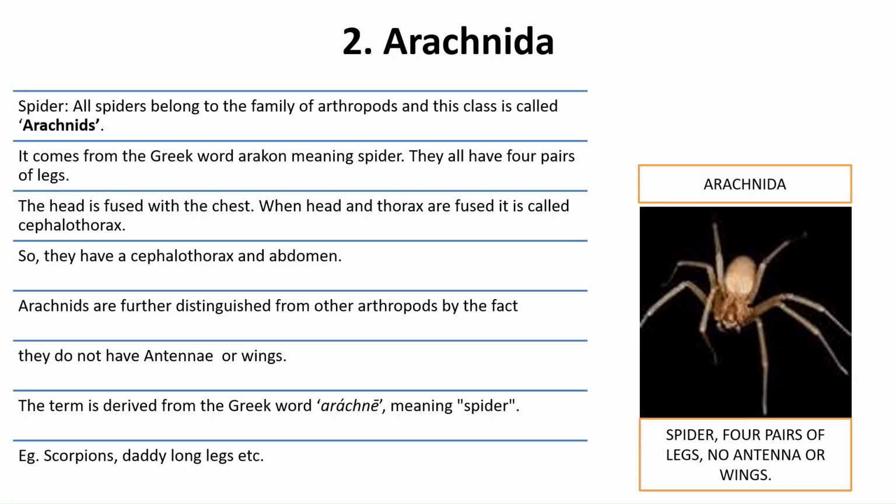Examples are scorpions, daddy long legs, etc. Keep the label arachnida, picture of spider, and below it the characteristic card saying spider, 4 pairs of legs, no antenna or wings.